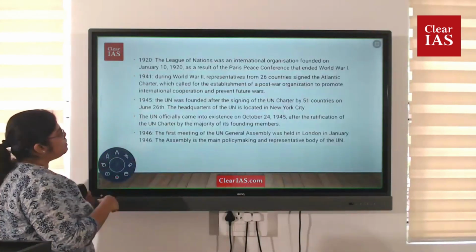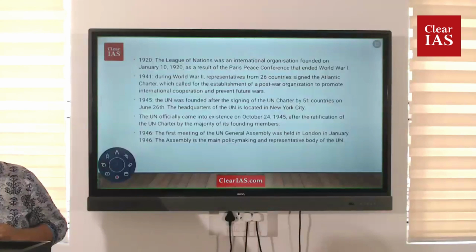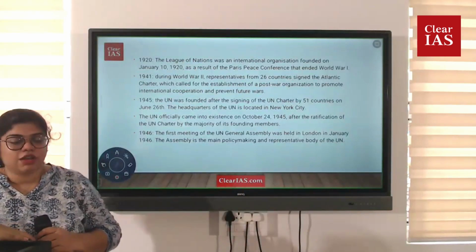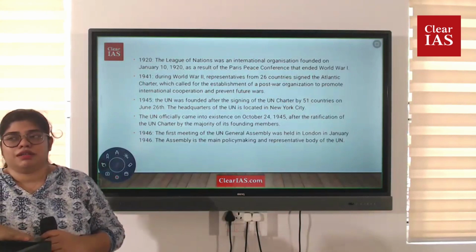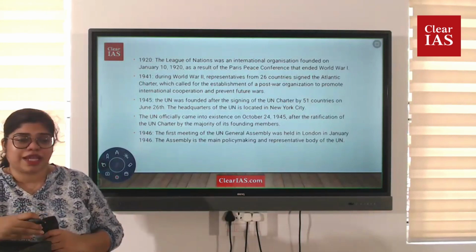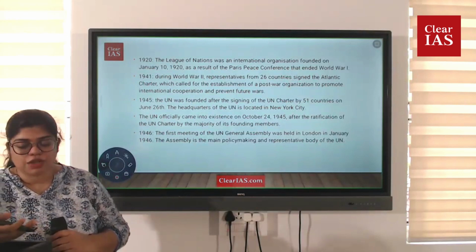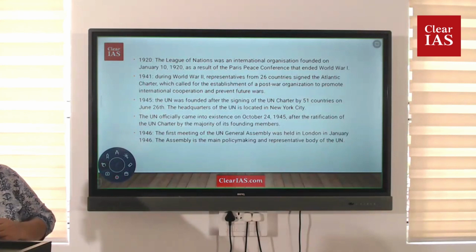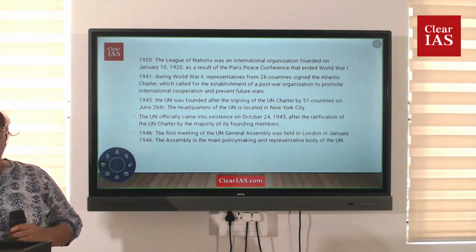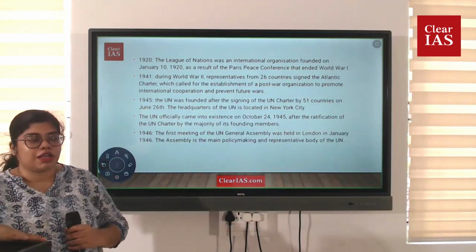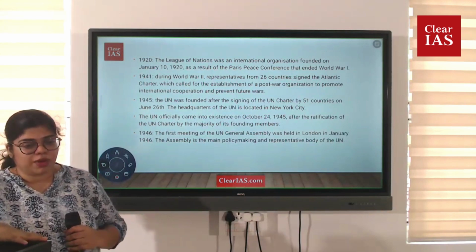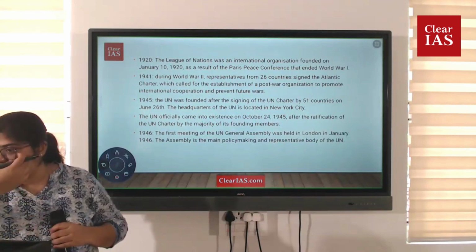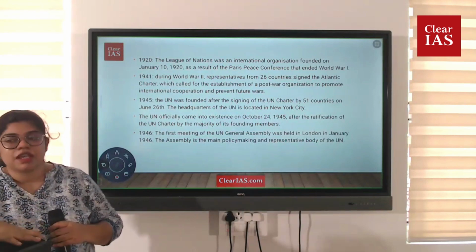Okay, let's see the evolution of this UN. So in 1920, the League of Nations was founded. The League of Nations was the first one that came into existence for international cooperation. The League of Nations came as a result of the Paris Peace Conference. So the Paris Peace Conference was how we concluded World War One. After World War One, we had the Paris Peace Conference. Out of the Paris Peace Conference only, we got the League of Nations.